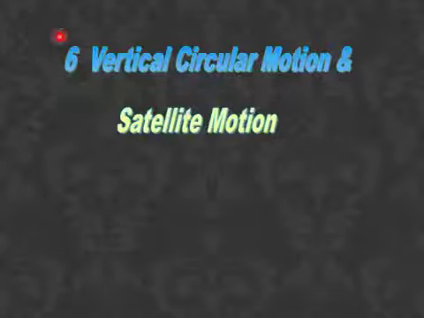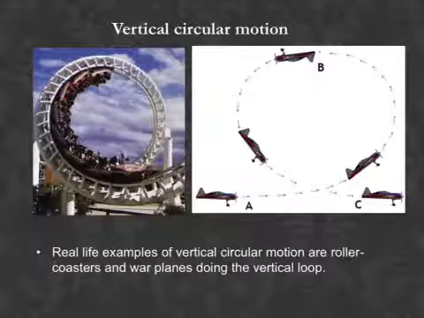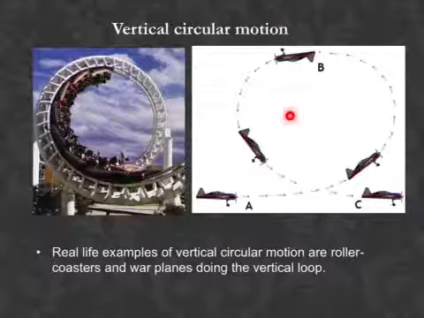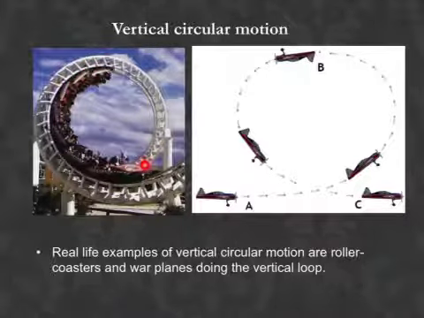6. Vertical circular motion and satellite motion. Now we come to vertical circular motion instead of horizontal circular motion. There are two real-life examples. One is roller coasters doing this vertical circular motion. One is this warplane doing loop-to-loop.